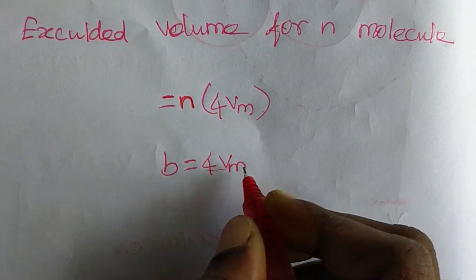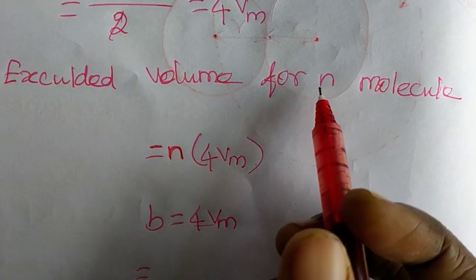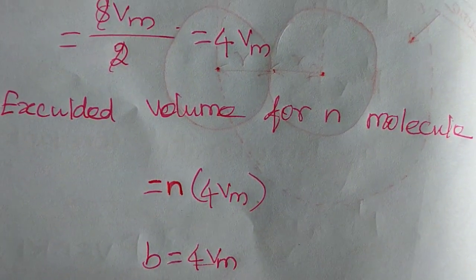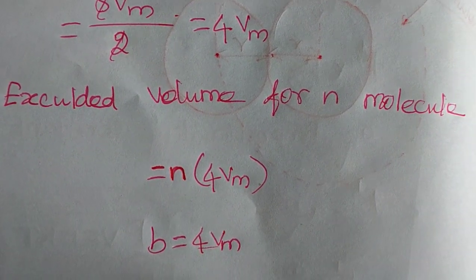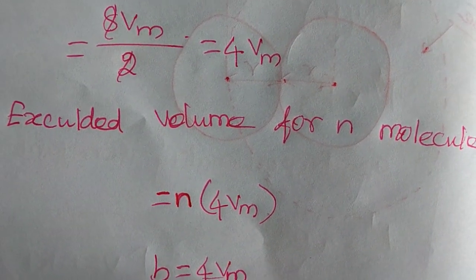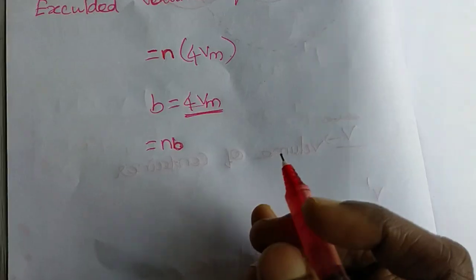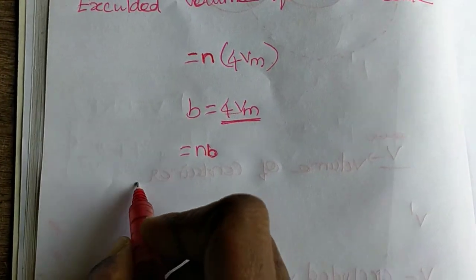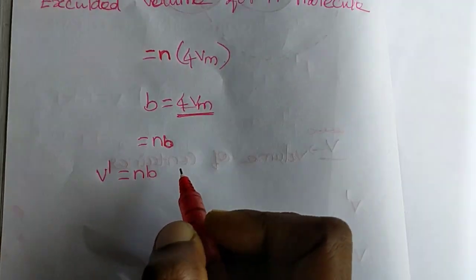So we can substitute B in the place of 4 Vm. So this will become the excluded volume for n molecules. For the n molecules it will become nB. So n is the number of molecules, B is the van der Waals constant. So this B is equal to 4 Vm, that means for a single molecule. So what is the volume correction? Volume correction is nB. So the volume correction V dash is equal to nB. This is the value for volume correction.